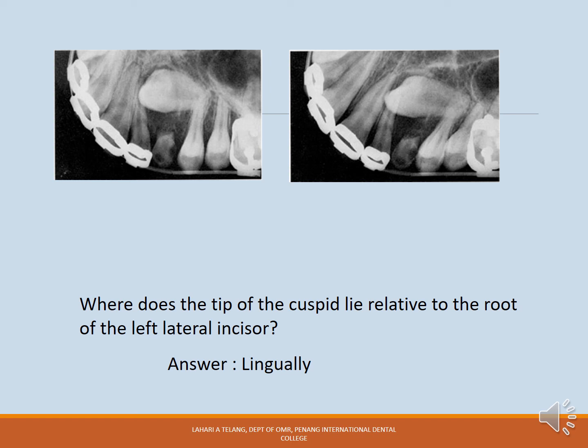So that is of value when you need to make an incision. For example, the surgeon knows exactly where he needs to place the incision because now you know that the canine tip, or tip of the cuspid, is closer to the palatal aspect, and hence it's prudent to make the incision on the palatal surface if you were to extract this tooth.